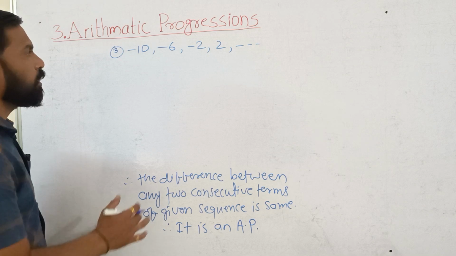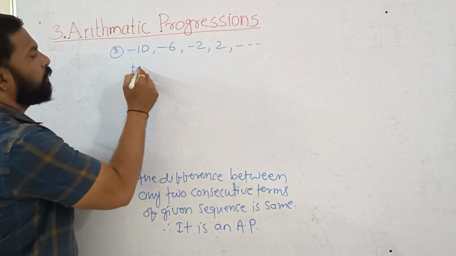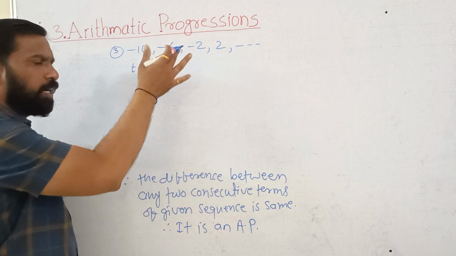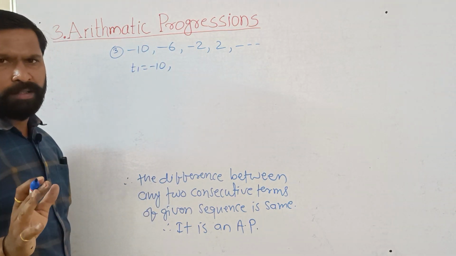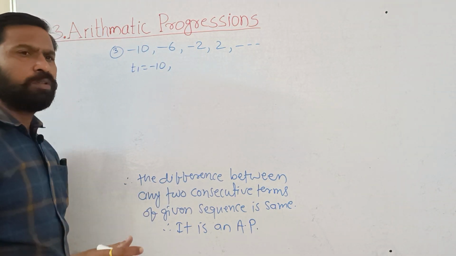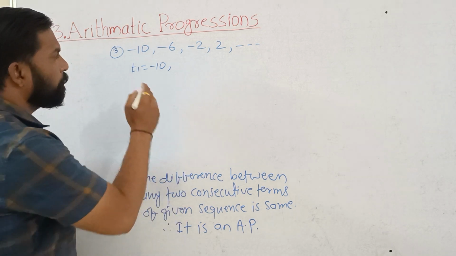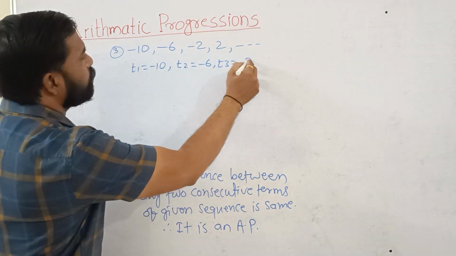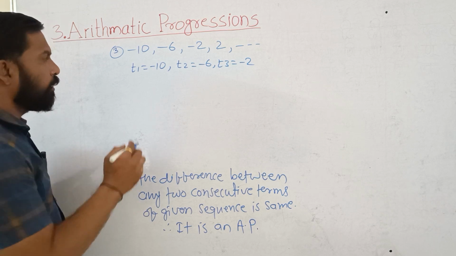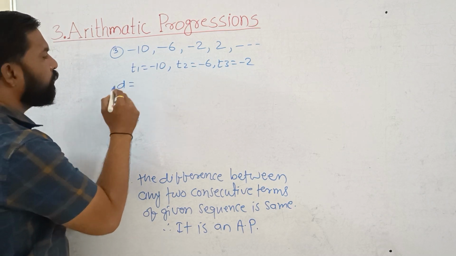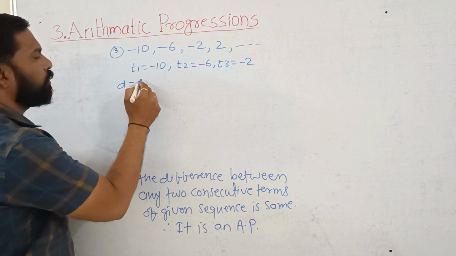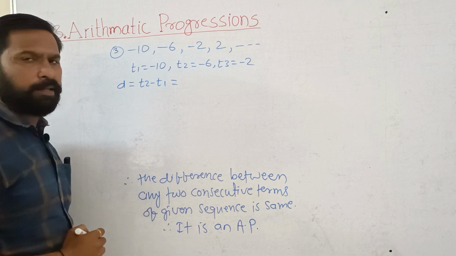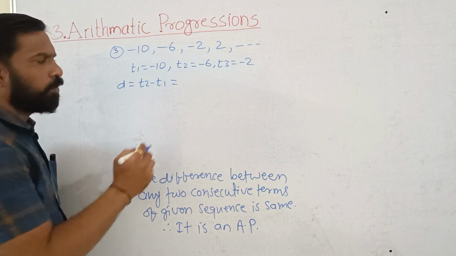What is the first term here? Minus 10. As you are observing negative signs, don't get confused by them. Simply apply the rules and go ahead with those questions. T2 is equal to minus 6, T3 is equal to minus 2, and so on. How can we find D? Yes, very good. T2 minus T1. What is T2 here? Tell me.